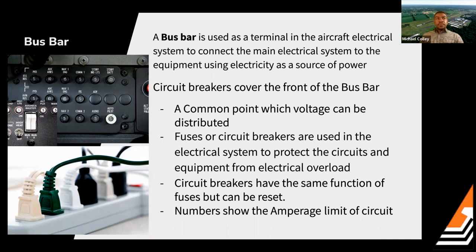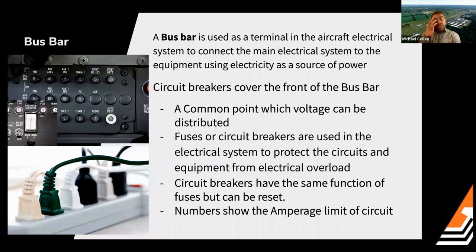So continuing, a bus bar is used as a terminal in the aircraft electrical system to connect the main electrical system to equipment using electricity as a source of power, right? On the front of the bus bar, you'll have circuit breakers. And again, it's just a common point from which voltage can be distributed. Along the bus bar, you have those circuit breakers, and it's to protect from electrical overload, right?